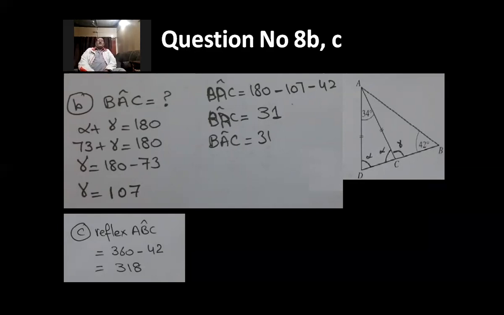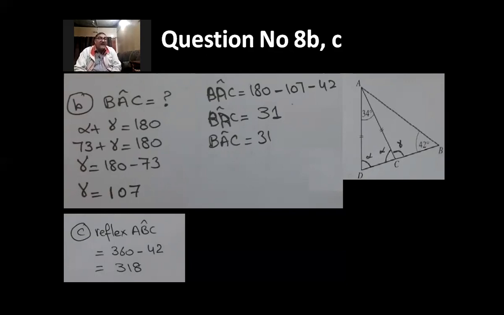If you want to find out the basic question, BAC is this angle. Once I know this gamma and this angle 42, we can easily find it. So BAC will be equal to 180 minus 107 minus 42, and that will be 31. So the BAC angle is 31.